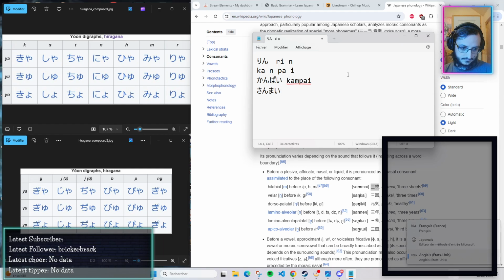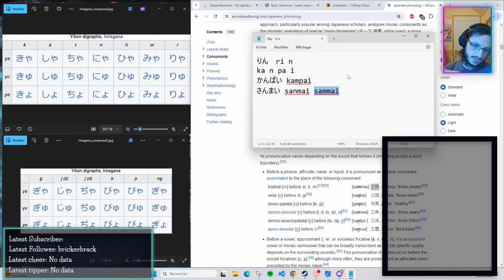So sa, n, ma, i, sanmai. We have an M here for the ma, just after the N here. So this becomes an M in pronunciation. So sa, m, ma, i. In the Romanized way, you will still write it this way, sanmai, but you will pronounce it sammai. So that's it.